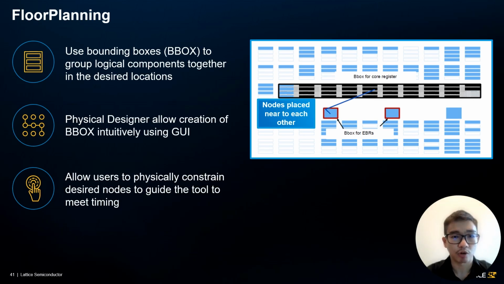We can also use floor planning in Radiant to group logical components together in any desired locations using bounding boxes or B-box. This can be done easily in Physical Designer GUI. In this example, the B-box is highlighted in black, and the tool will place the constraint registers inside. This is helpful for paths that fail to meet timing due to far placement.